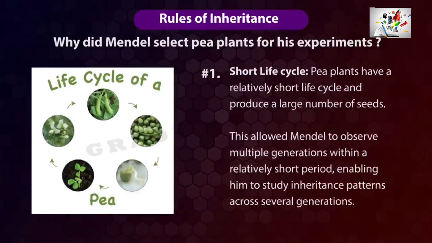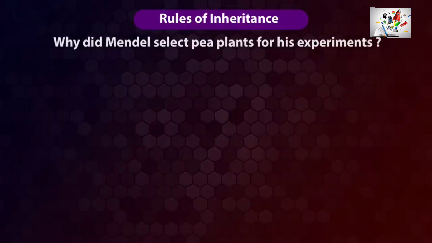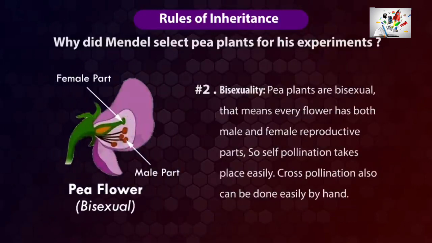1. Short life cycle. Pea plants have a relatively short life cycle and produce a large number of seeds. This allowed Mendel to observe multiple generations within a relatively short period, enabling him to study inheritance patterns across several generations.